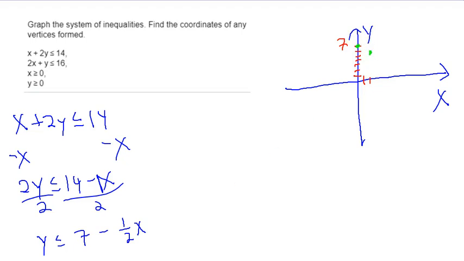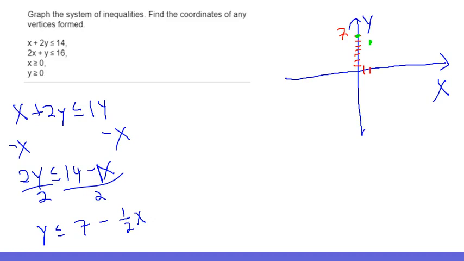Then we're going to connect these 2 points with a solid line because there's an equals to there. So we're going to use a solid line. Right? And so I'm going to connect these 2 points with a solid line. All right. See if I can do this right this time. Okay. All right. So there's my first graph.